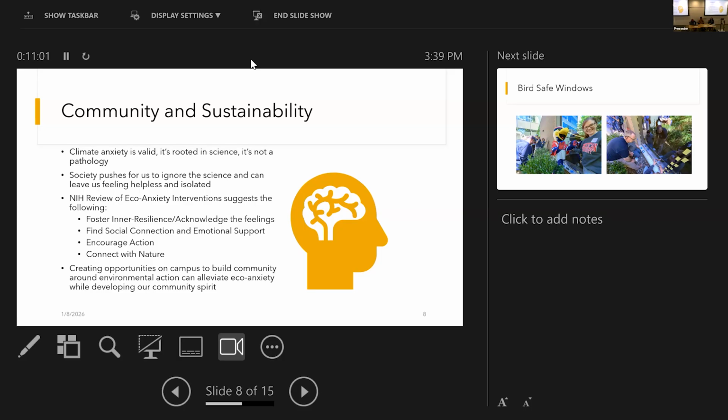There's a really great NIH review that looked at ways that we can combat eco-anxiety, and looking at inner resilience was a big part of it, figuring out how we can acknowledge, like, okay, where is this feeling coming from? It's because I think this is a problem and I don't think other people think that it's a problem. Looking for connection with others, though, was a huge focus of it. How do we find that community that also cares about this? And then how do we take that a step farther to look at action and connecting with nature with them?